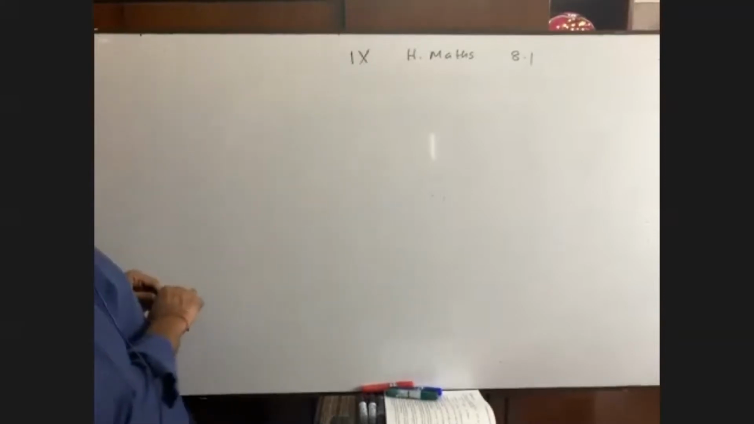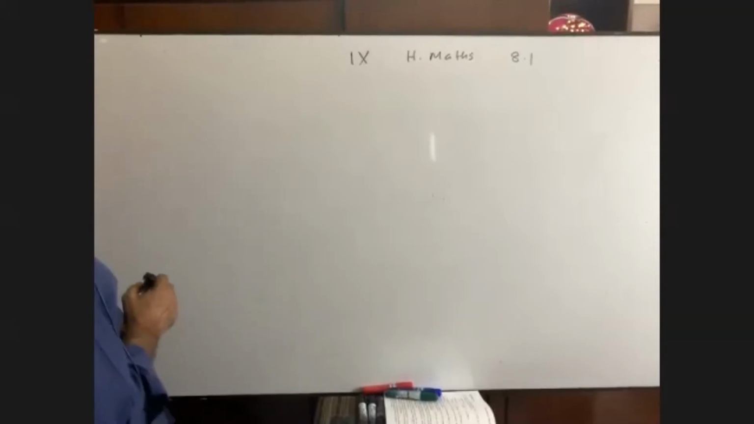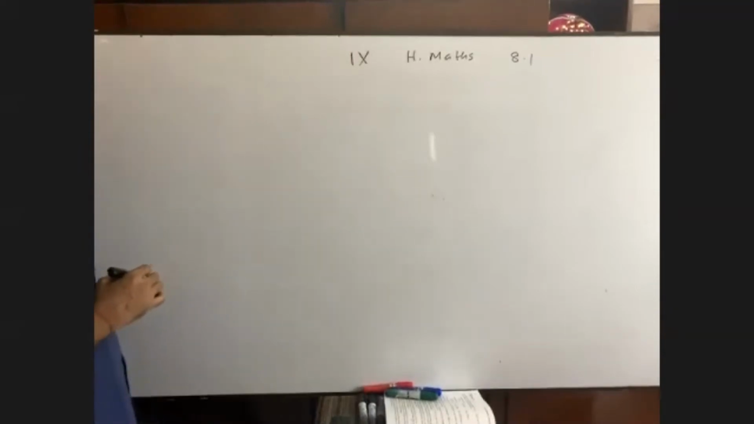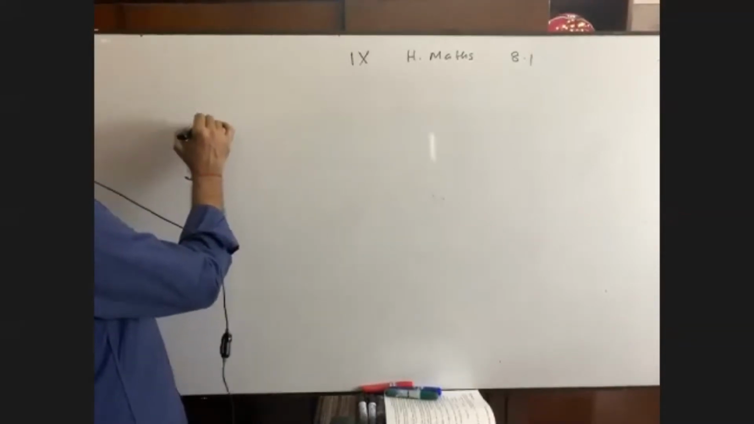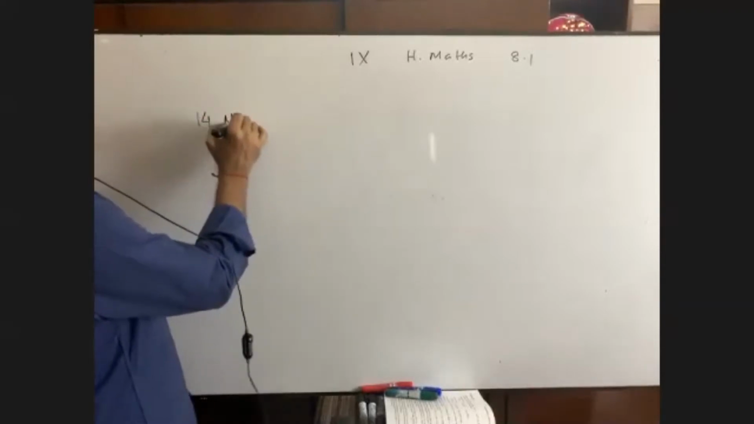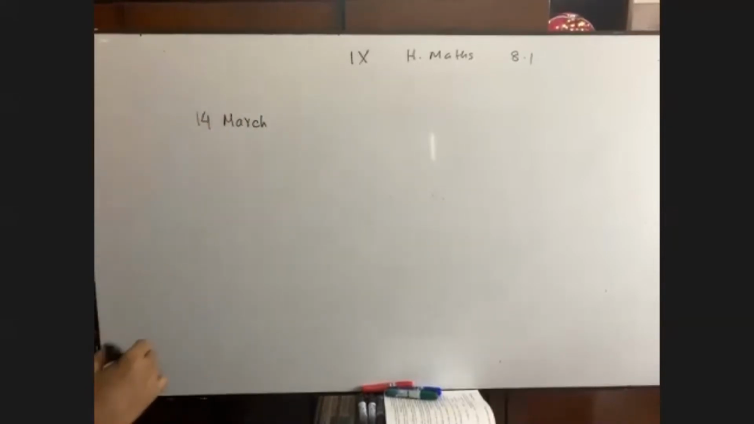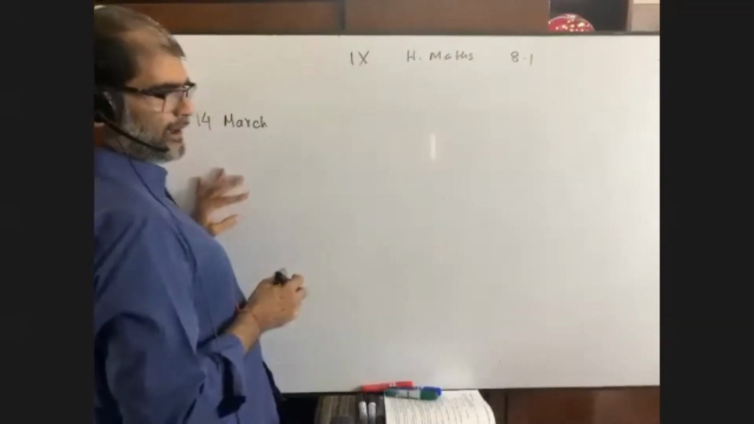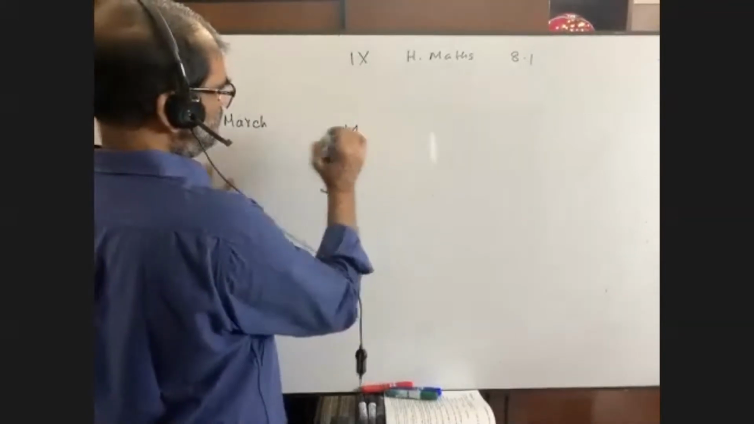Okay, you see, I gave you time to copy, but you didn't. Anyway, have you heard the name of Albert Einstein? Yes, sir. What is his date of birth? 14 March. Do you know the date of death of Stephen Hawking? It is also 14 March.